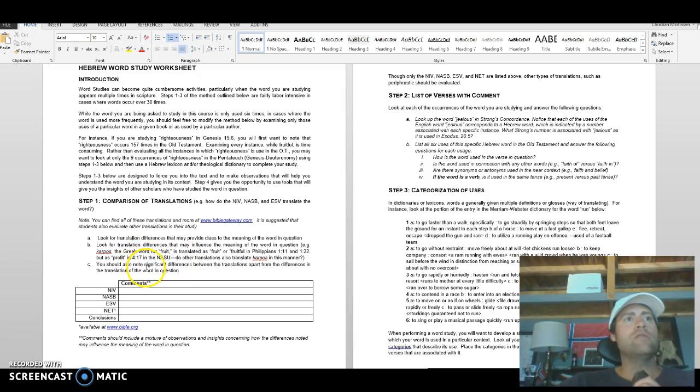And then you should also note significant differences if, like, the NIV and the ESV say something completely different. Why? And what is that exactly? And then after looking at all 4 of those, make some conclusions about your observations of the comparison of translations. That can be several sentences or a paragraph actually on the conclusions.